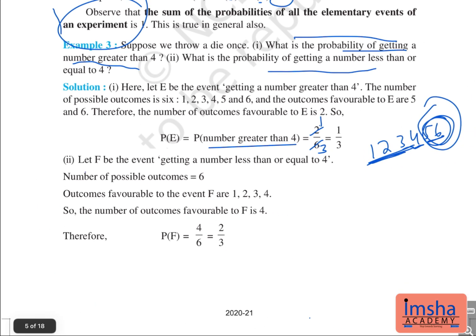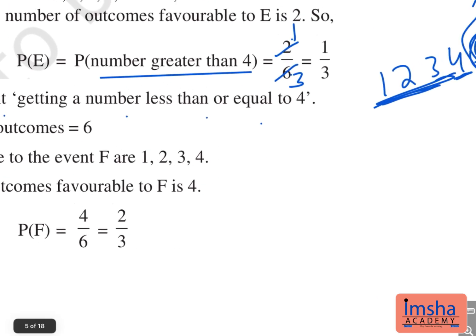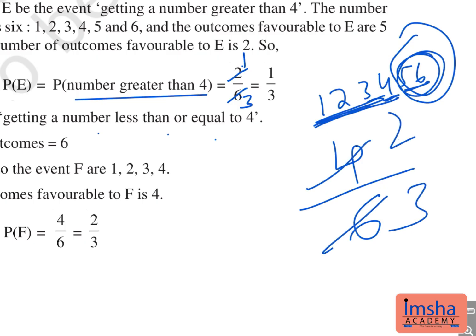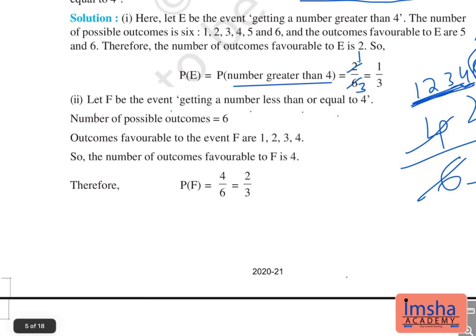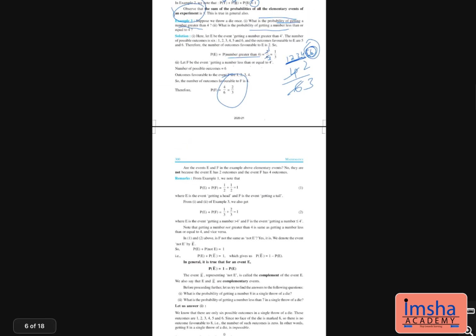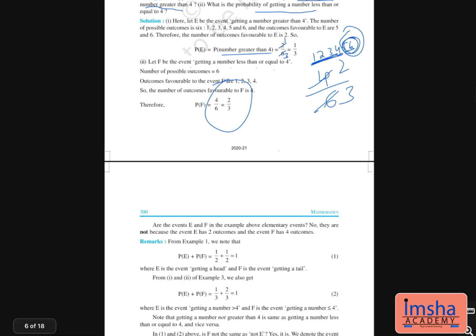So let F be the event of getting a number less than or equal to 4. So less than or equal to 4, how many values are there? 4. Total number of values is 6. 2 twos are 4, 2 threes are 6, 2 by 3. Right? So next is, I hope it is clear to you.